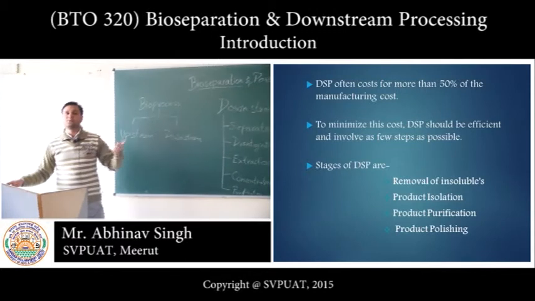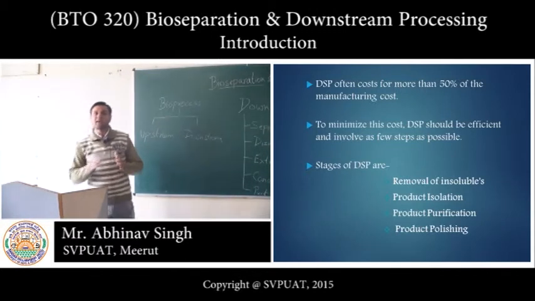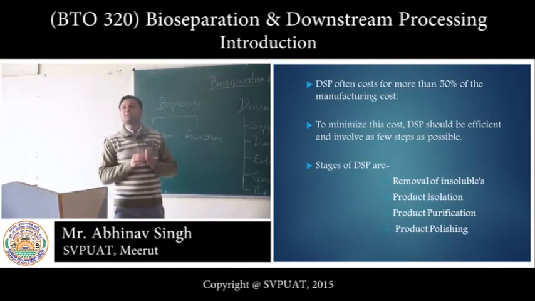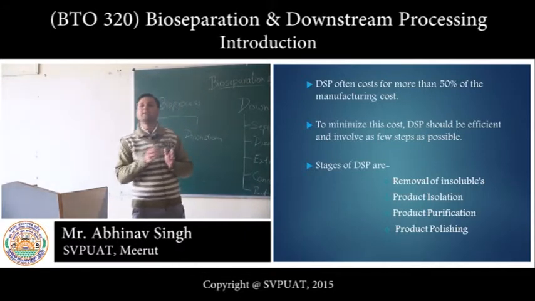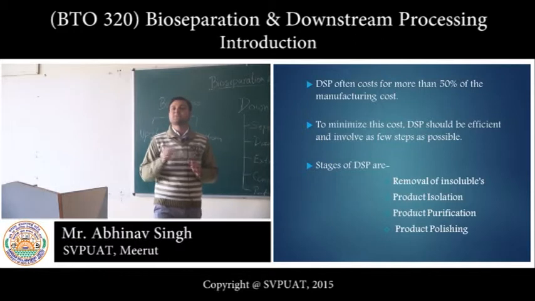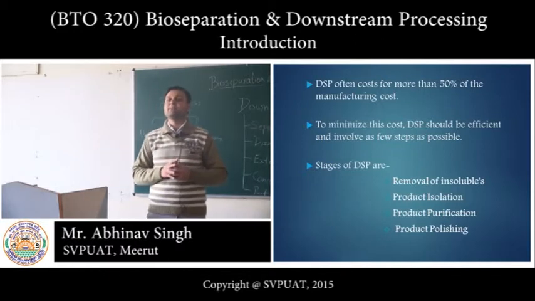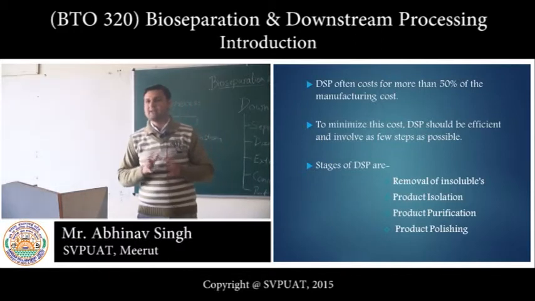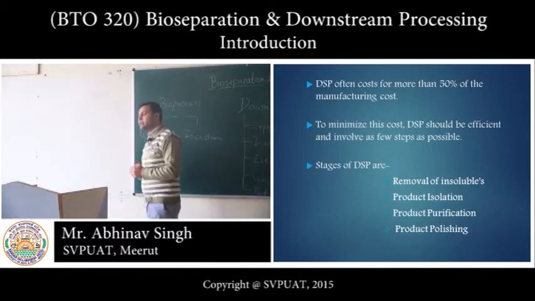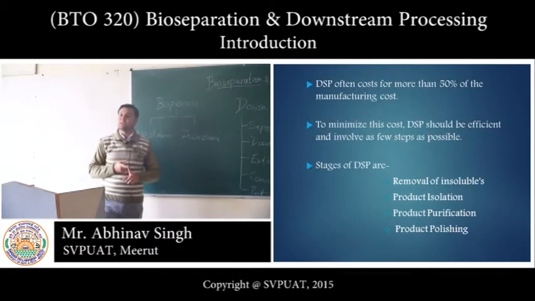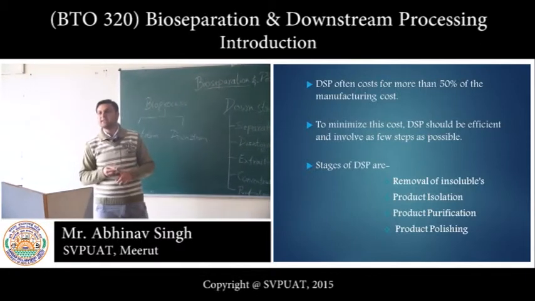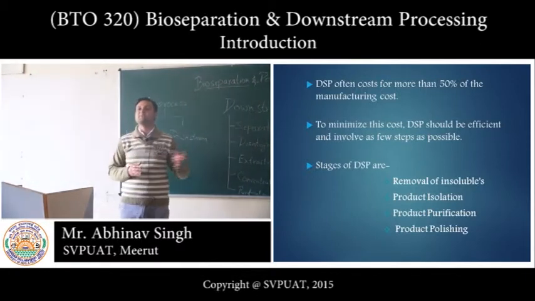So we have to keep in mind that we have to use only those steps which are essential, which will purify our product in the best possible form, and by requiring the least number of steps we have to get our maximum purified product. Clear? How are we going to do it? These steps for downstream processing include, first of all, the removal of the insoluble material present inside our product that is to be purified.